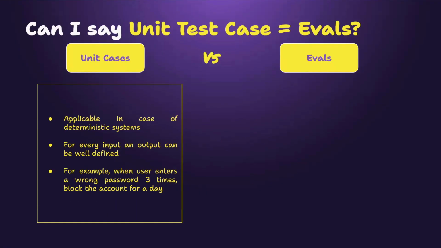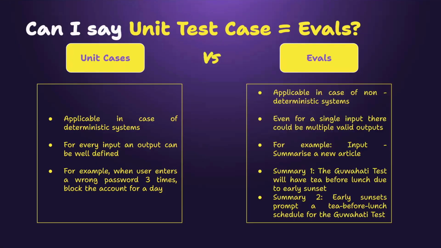Unit test cases work very well in the case of deterministic systems. That is, systems where for every input, an output can be very well defined. A simple example could be: when a user enters a wrong password 3 times in a day, we need to lock access to their account, let's say for a day. On the other hand, evals are applicable in non-deterministic systems, such as your AI systems. These are systems where even for a single input, there could be multiple valid outputs.